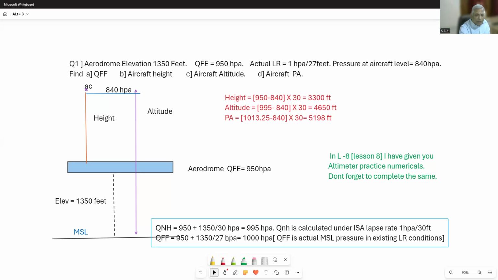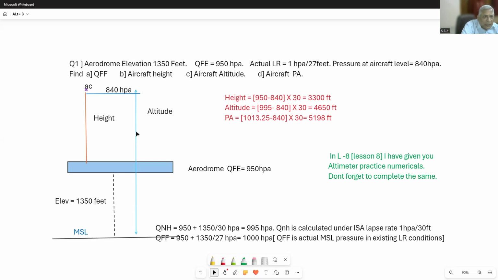When lapse rate value is less than 30, that means the lapse rate is high, the pressure is falling every 27 feet. And lapse rate is high generally in cold conditions. Pressure is high, lapse rate is also high. So when there are cold conditions, your QFF will be more than your QNH. That's a theory question. In numericals, altimeter numericals, we use the value of QNH, which is calculated under ISA lapse rate of 1 HPA every 30 feet.